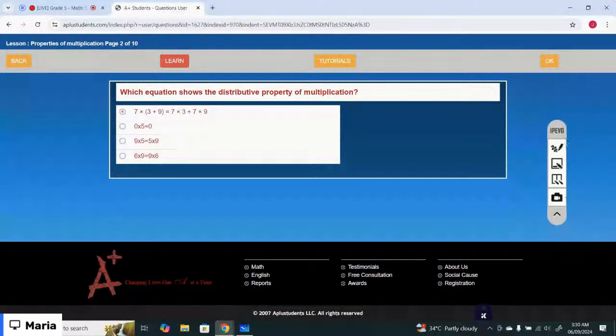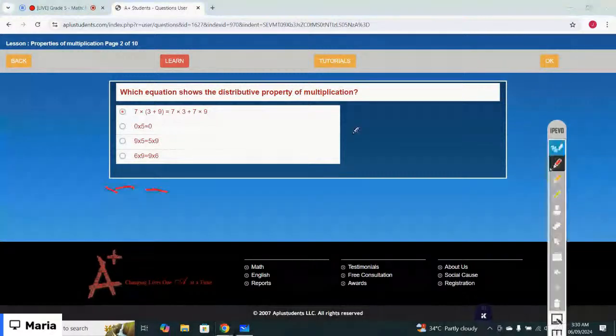That is the distributive property, right? Distributive property usually looks like this: A times (B plus C), right? And you solve it like this: A times B plus A times C. So option number 1 is the correct option. Got it?